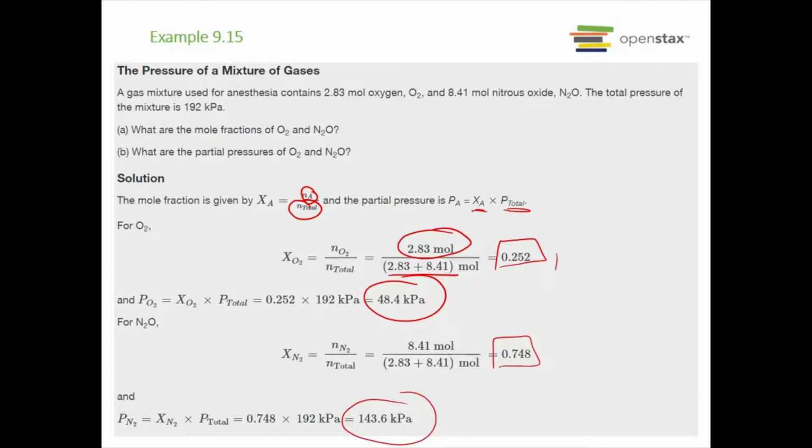The other thing that you may notice here, looking at these mole fractions, since there's only two gases in the system, you could have also done 1 minus 0.252. That's saying basically 100 minus 25%. So all the mole fractions need to add up to be 1, because that's totaling the whole.